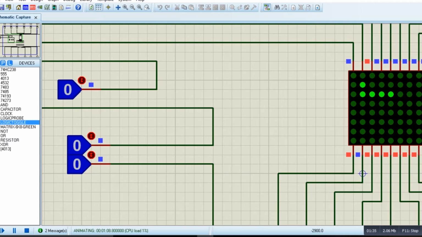Now let us move towards our design. Here we have used a simple 8 by 8 LED dot matrix to show the movement of the snake. Here the length of the snake is represented by the number of bits propagating on the screen.